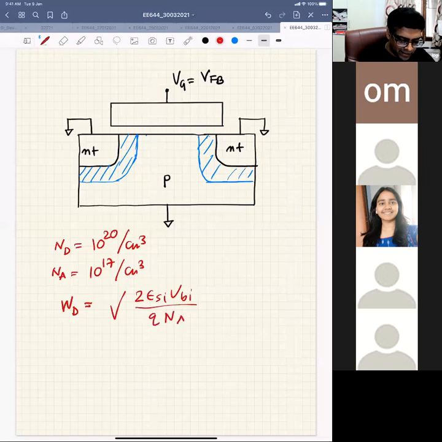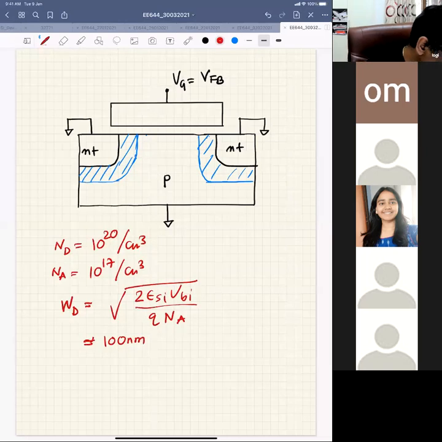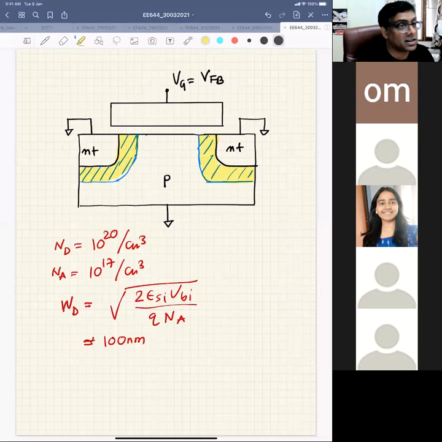This part we have seen when we were discussing the PN junction, right? If you calculate with these numbers, you will see this depletion width will be in the range of 100 nanometers. So what I mean here is that even if you are applying flat band voltage to the gate, there is some amount of charge in the silicon, and this charge is because of the source and drain region. These are not because of the gate, right?